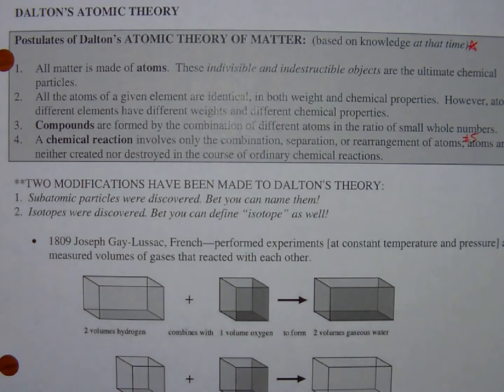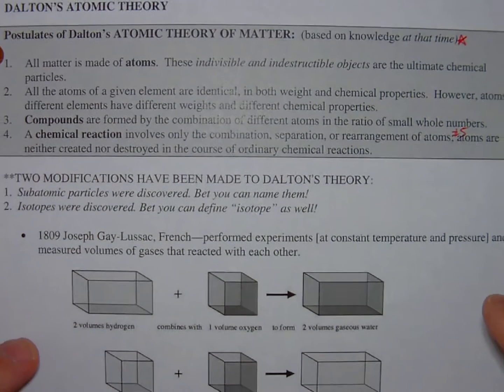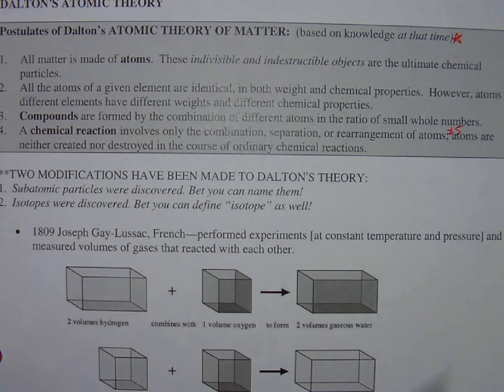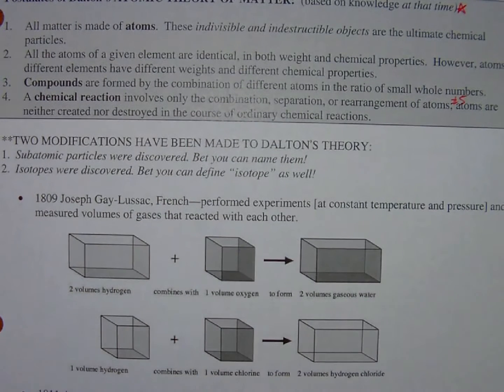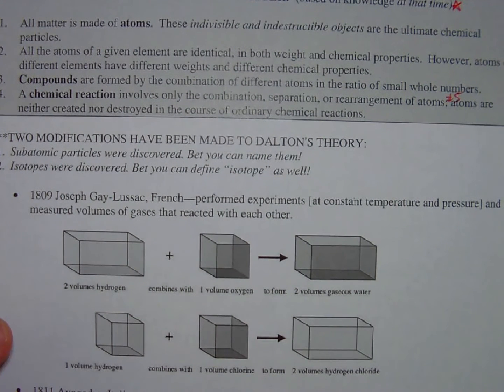Anywho, number 1, all matter is made of atoms, this fundamental chemical particle, and these atoms, atomos, are indivisible, because that's what the word atom actually means, and indestructible objects, and they are the ultimate chemical particles. Second postulate, all the atoms of a given element are identical in both weight and chemical properties. However, atoms of different elements, like oxygen versus nitrogen, have different weights and therefore different chemical properties.